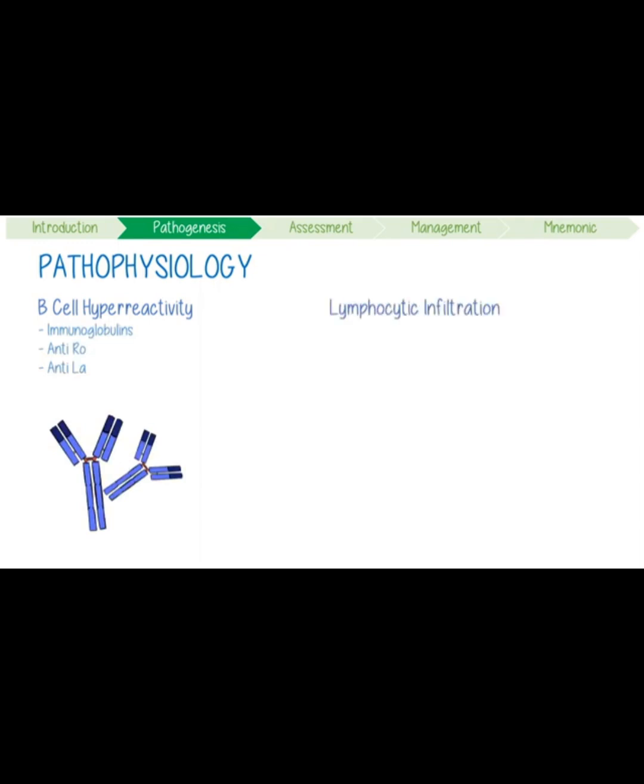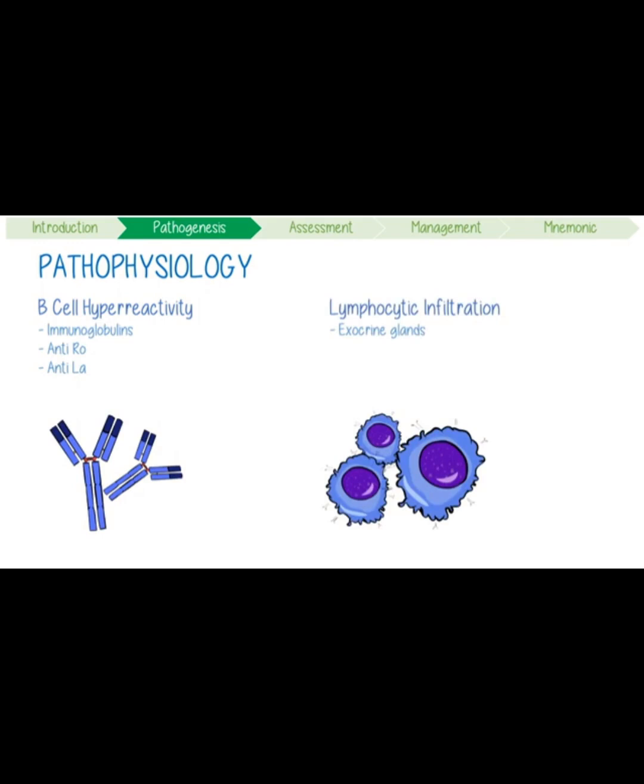Let's see about the pathophysiology of Sjogren's syndrome. It involves B cell hyperactivity, which produces a variety of immunoglobulins like anti-Ro and anti-La. Secondly, it induces lymphocytic infiltration of the exocrine gland, causing dysfunction involving the salivary and lacrimal gland.